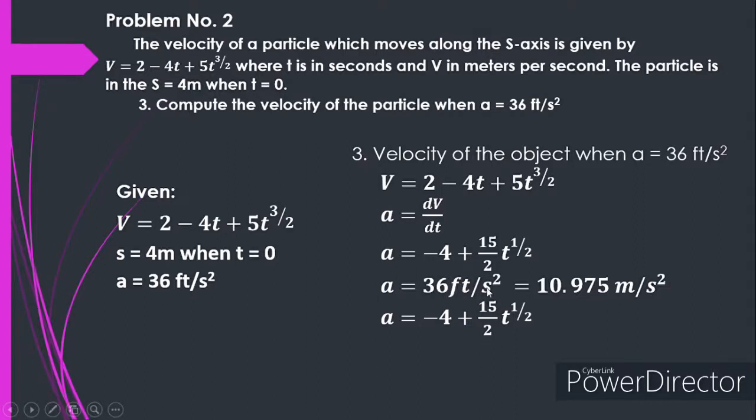So, 36 feet per square second ay equal sa 10.975 meters per square second. So, substituting to the formula, t is equals to 3.988 seconds. So, class, during the time of 3.988 seconds, ang acceleration daw ay 36 feet per square second. Therefore, at the same time, ano yung velocity ng object or ng particle? So, yun yung question number 3 ng ating problem.